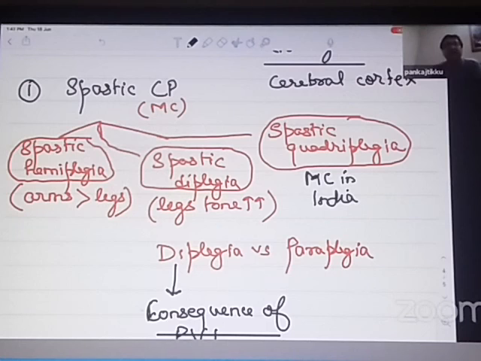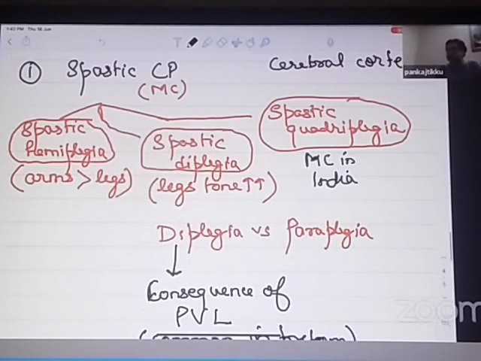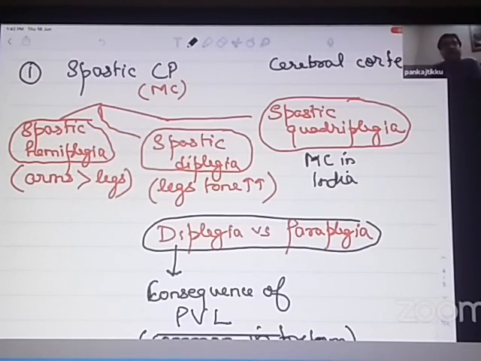Then we come to spastic diplegia. In a spastic diplegia, it is the tone of the legs which is increased to a greater extent in comparison to the arms. I told you, don't confuse a diplegia with a paraplegia. In a paraplegia, usually the arms are absolutely normal. It is the legs which are affected. But in a diplegia, as I just now told you, arms are also affected, but arms are affected to a lesser extent in comparison to the legs. So the legs are the ones which are affected to a greater extent.